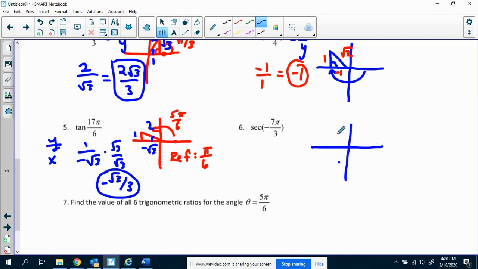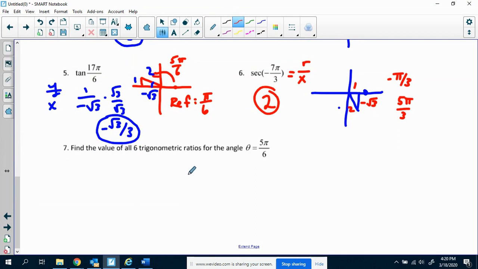Secant of negative 7 pi over 3. Negative means we're going this way. 6 pi over 3 gets me back to where I started, and then another pi over 3 will get negative 7 pi over 3. This is in the fourth quadrant. It's a pi over 3 reference angle. It's coterminal with negative pi over 3, or coterminal with 5 pi over 3 if we want to talk about coterminality like we did last time. So that's a 1, that's a negative root 3, and this is a 2. Secant is r over x. So 2 divided by 1 is 2. So secant of negative 7 pi over 3 is 2.